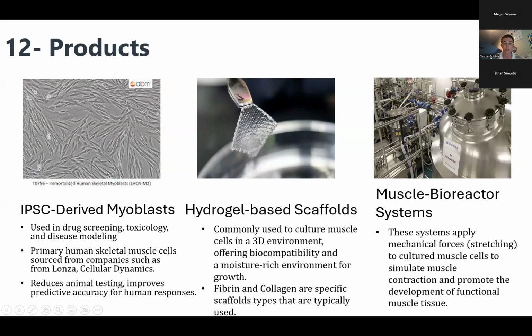Another important one is hydrogel-based scaffolds. They're commonly used to culture muscle cells in a 3D environment. It offers biocompatibility and a moisture-rich environment for growth, to try to mimic what an actual human muscle cell looks like. Fibrinogen and collagen are specific scaffold types that they use. And then how this all ends is with muscle bioreactor systems. A lot of the industry uses bioreactors to simulate mechanical forces, such as stretching and pulling, to help develop and mimic what muscle tissues undergo in our bodies every day.